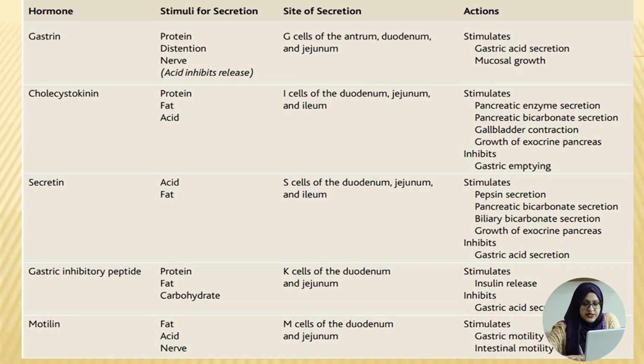Gastric inhibitory peptide is secreted mainly by the K cells of the duodenum and the jejunum, and it stimulates insulin release and inhibits gastric acid secretion. Motilin is released by the M cells of the duodenum and the jejunum. It mainly stimulates gastric motility and intestinal motility.